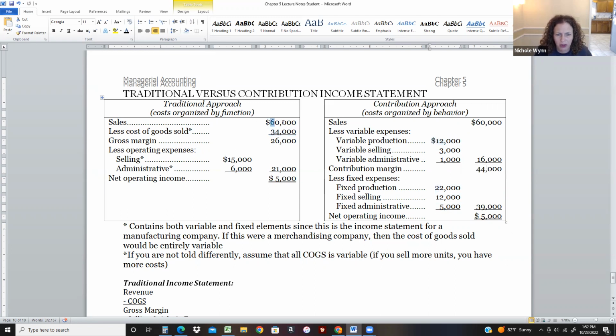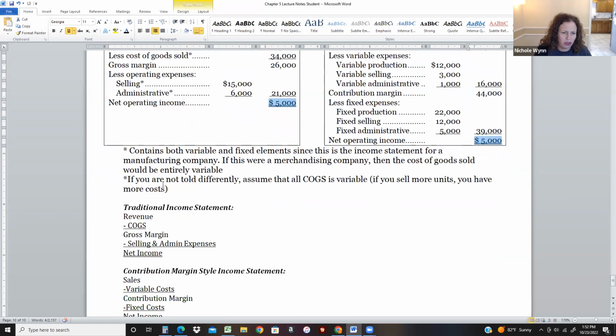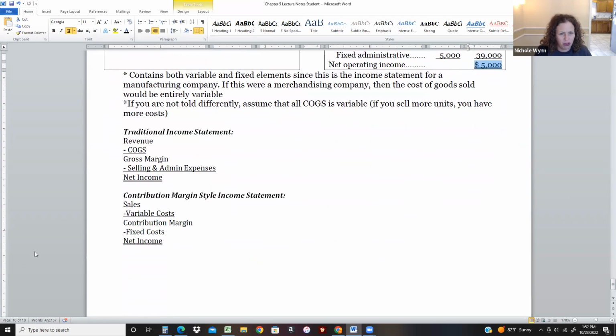But I want you to notice that your revenue stays the same. Your revenue is 60 and 60, and your net income is the same. 5 and 5. It's just, are you dividing up your cost as COGS versus selling admin or variable versus fixed? So this is the traditional income statement and this is the contribution margin one. And I have 2 homework tabs. The last 2 homework tabs are going to have you guys do that. So, all right, that's a good stopping place.